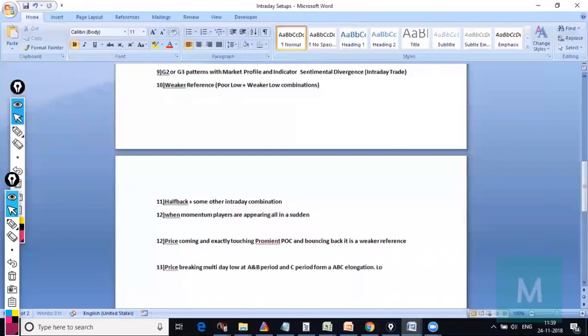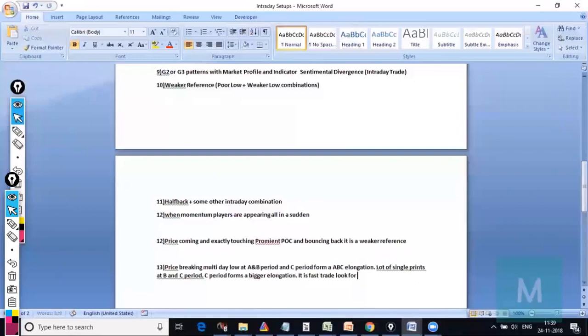It means a lot of single prints at B and C period. The C period forms a bigger elongation. In such a case, it is a fast trade.